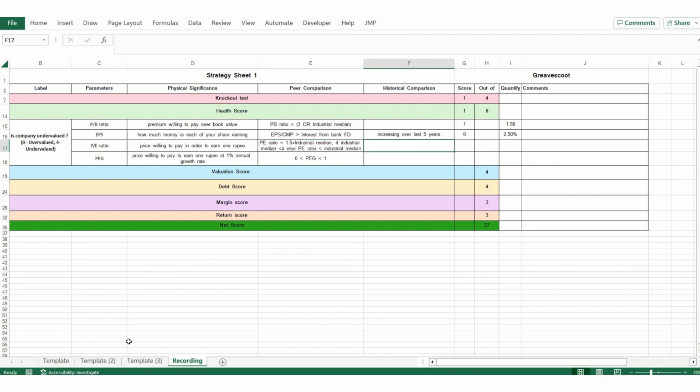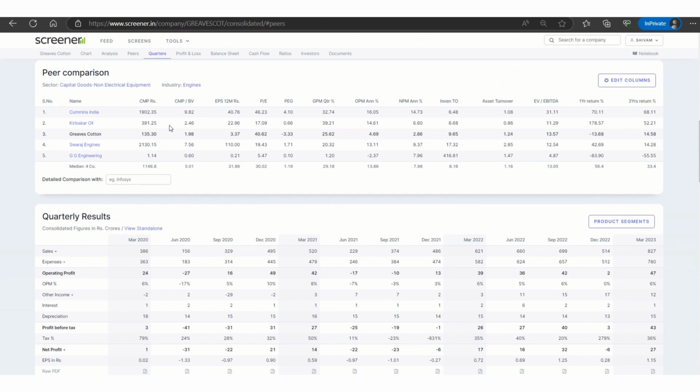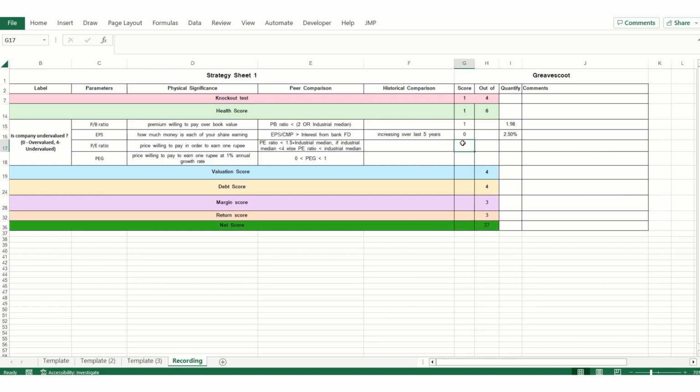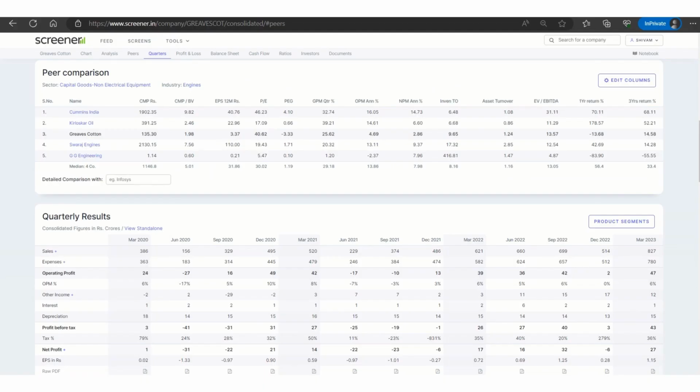Okay, so let's go and find out what was the PE ratio. The PE ratio here is 40, and it is way above your industrial median. So this is an overvalued company in terms of the price you are willing to pay to earn 1 rupee. Okay, so let's go and put here 0. The PE ratio is 40, you can put it. And now last is your PEG ratio. We have already analyzed this in the knockout criteria, but let's look at it again. So it is negative. Okay, so again, this is your 0.